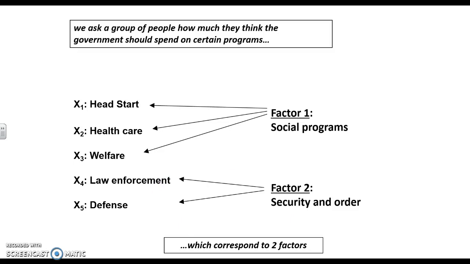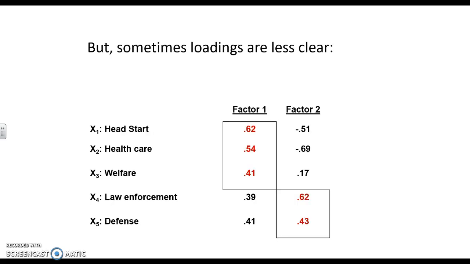When I look at what the items are about, I'm going to name them. Factor 1 I'm going to call how some people feel about social programs, and the other 2 items are about security and order. Sometimes it's not as clear as those. Those were strong correlations. When we're looking at the factor loadings, it's the same concept.